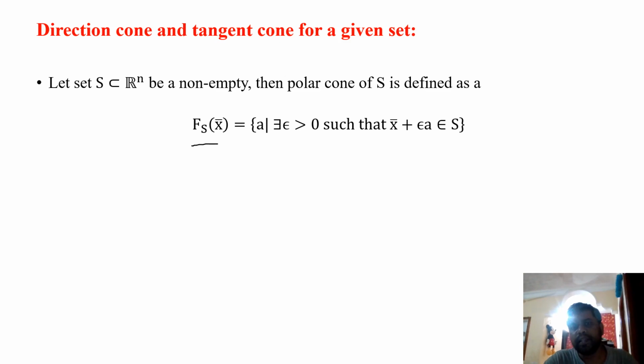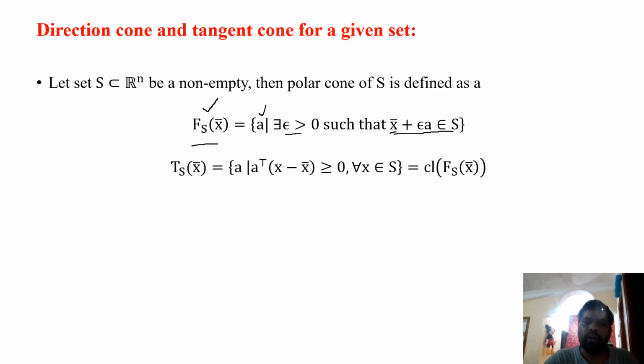It says that it is the collection of directions such that there exists a very small step size, such that if you proceed in the direction of A from the boundary point x bar, then you remain in the same set. Such a collection of directions forms a cone. That cone we call a direction cone. Now, if you are willing to define the tangent cone, it is a collection of all those directions in such a way.